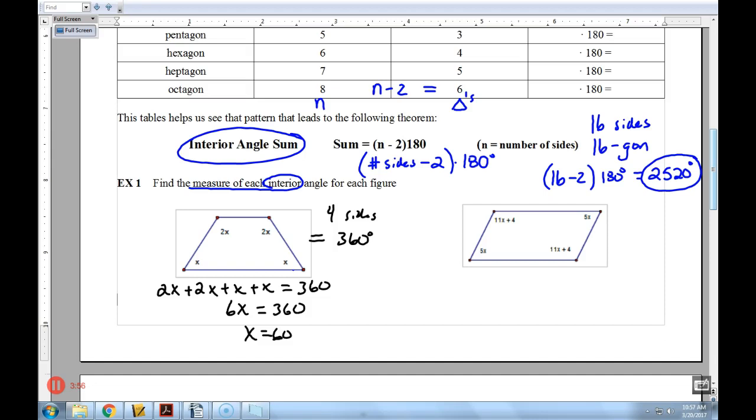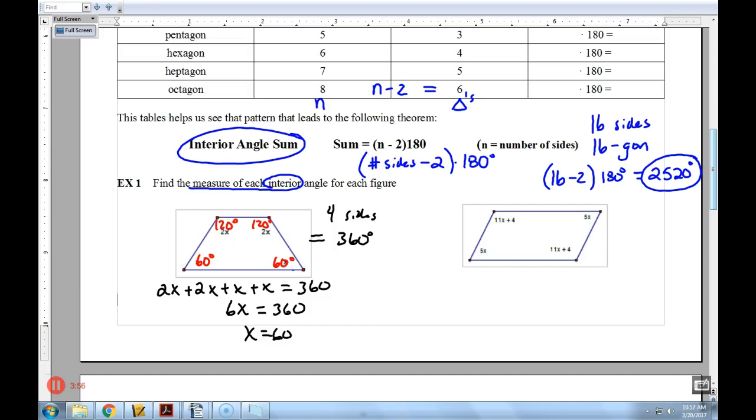When I substitute 60 in, both of these are going to be 60 degrees. And the top angles are 2 times 60, or 120. And hopefully it all adds up to 360 and it checks out. That's actually an isosceles trapezoid. We're going to learn that a little bit later on.